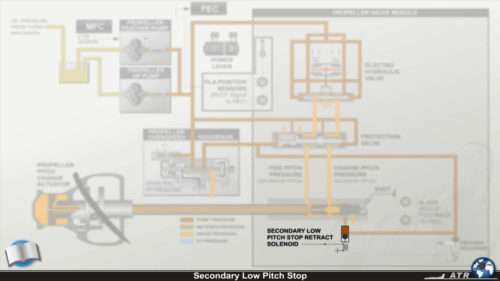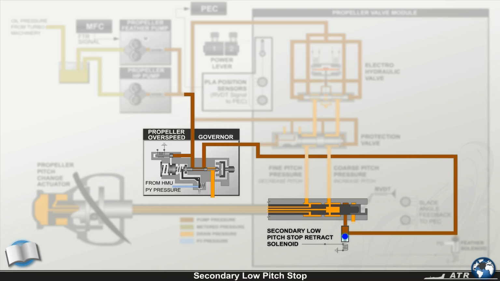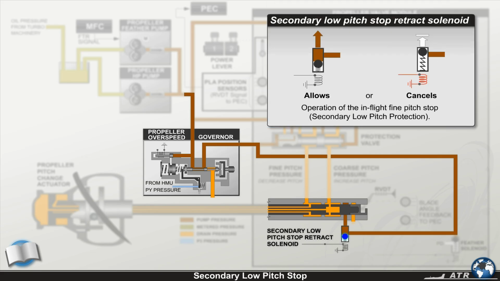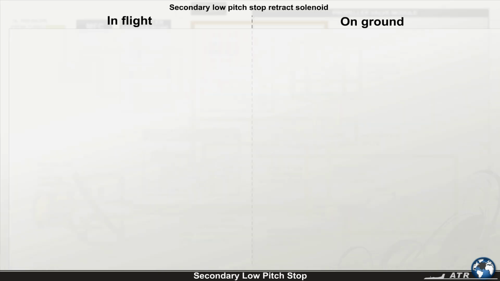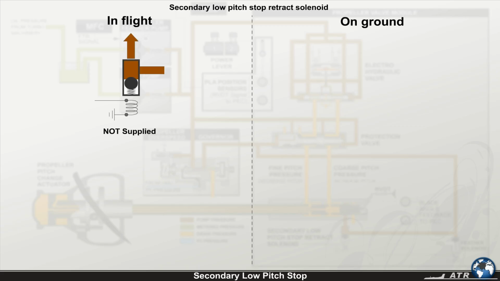The secondary low-pitch stop-retract solenoid operation is used to move a ball valve that permits or stops the oil supply from the overspeed governor to the transfer bearings. This allows or cancels operation of the in-flight fine pitch stop, secondary low-pitch protection. In flight, the secondary low-pitch protection is not supplied.